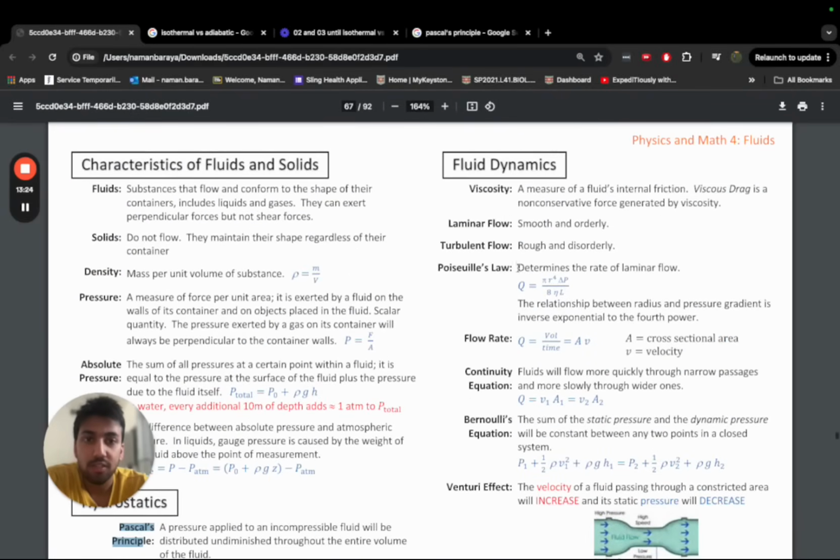Okay, the next is fluid dynamics. We have viscosity, laminar flow, and turbulent flow. So viscosity is how much internal friction the fluid has. A viscous drag is a non-conservative force generated by viscosity.